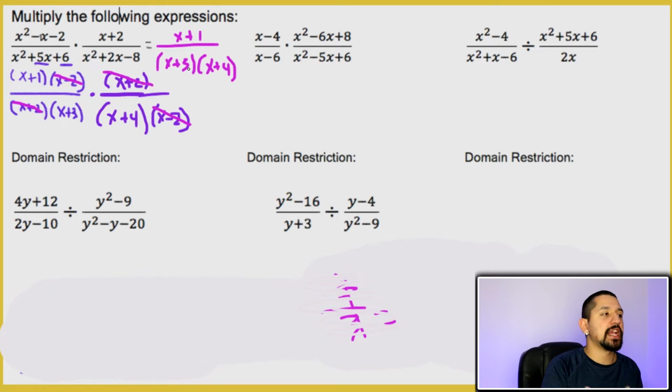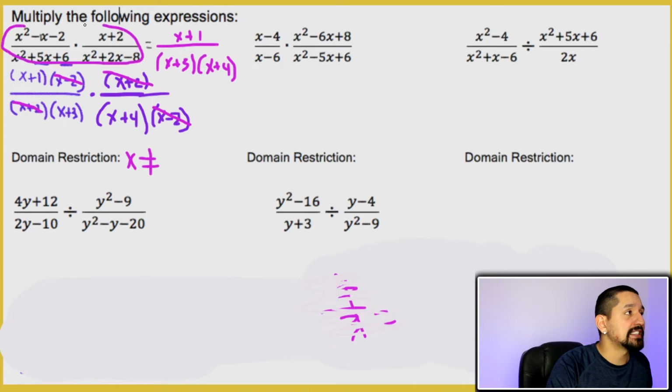So maybe I should change my directions, and instead of saying multiply the following expressions, I should rewrite the following expression into an equivalent form that is simplified, because that will help us understand what I mean by domain restriction. When I have a domain restriction, what that means is I'm looking for all the numbers that do not exist in my function. Basically, equivalent means that they are the same, right?